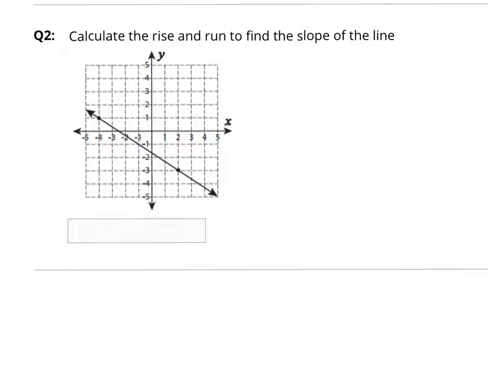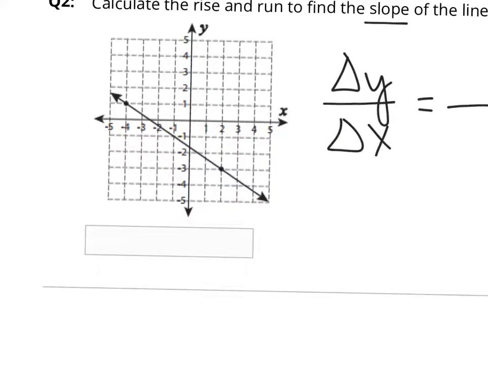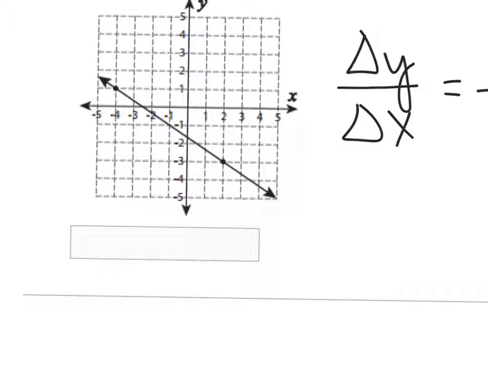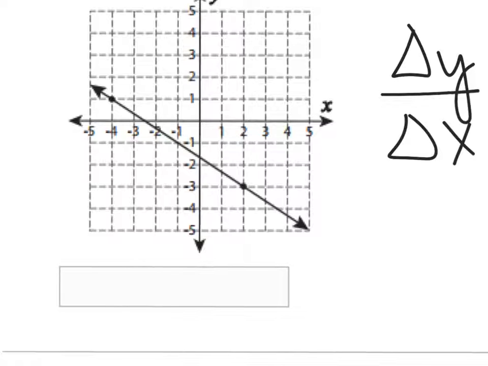Question 2, they want us to find the slope of the line. Slope, like they mentioned, is rise over run, or I like to say change in y over change in x. As we discovered on a worksheet the other day, it's probably best just to go with the points that they have given us, just to be safe. So change in y, we're looking at going up or down.